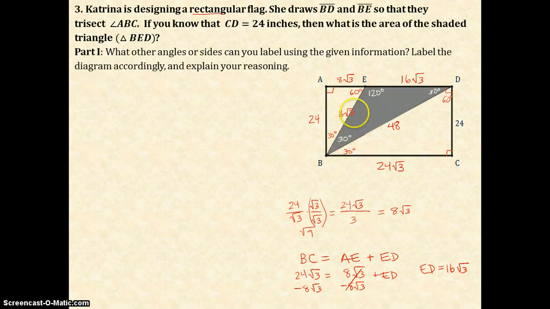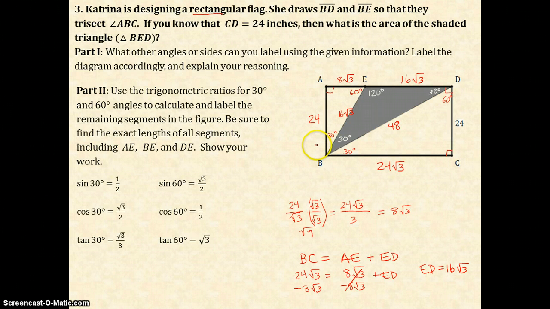And then also the big gray triangle here is an isosceles triangle. So that means that since these base angles are congruent, the opposite sides are also congruent. So 16 radical 3 for each one of those. So now we've got all the lengths and all the angles labeled.